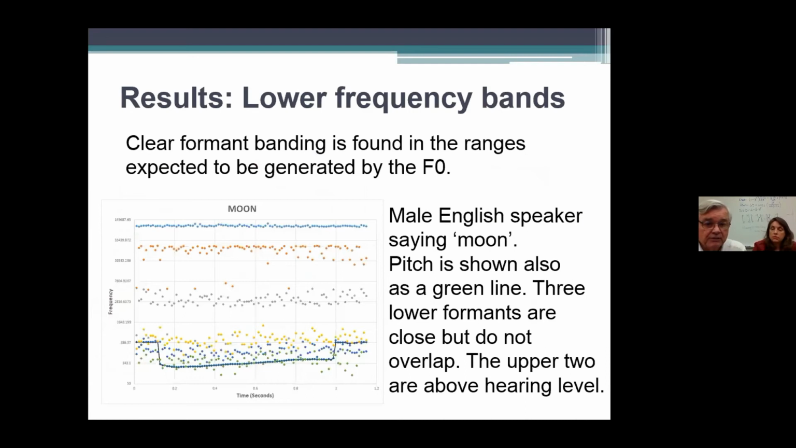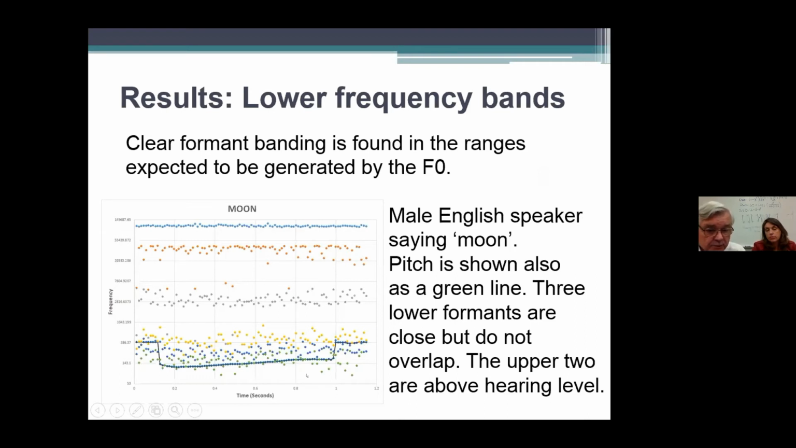We also found lower frequency bands. Clear formant banding is found in the ranges expected to be generated by the pitch or the fundamental. Male English speaker saying moon. Pitch is also shown as a green line, and you can see it right here on the bottom. This connection of dots is pitch. Most of your pitch is a calculation. It's not necessarily a measurement. So they take the same data that goes in and they calculate this line. The upper two levels are above hearing.